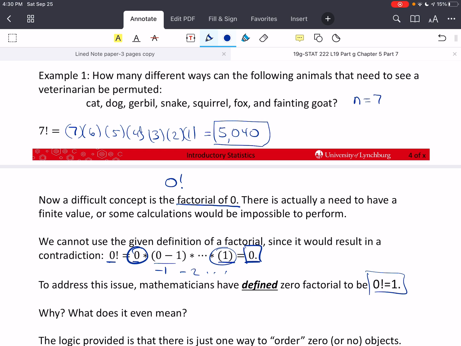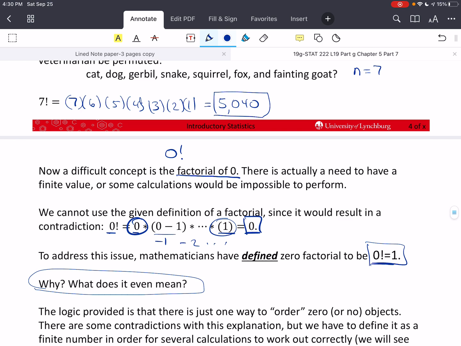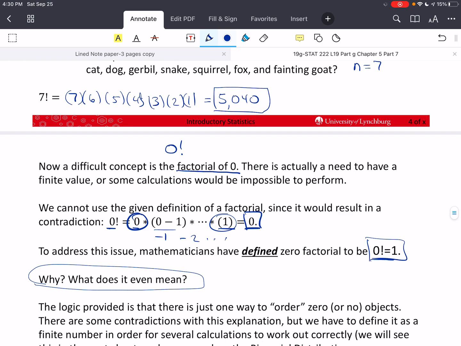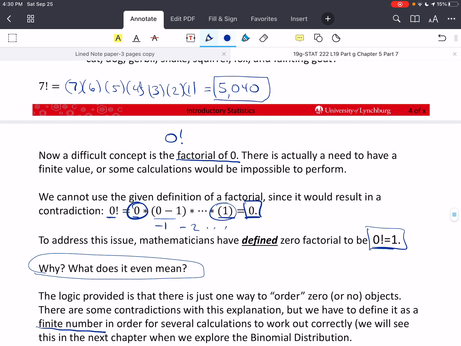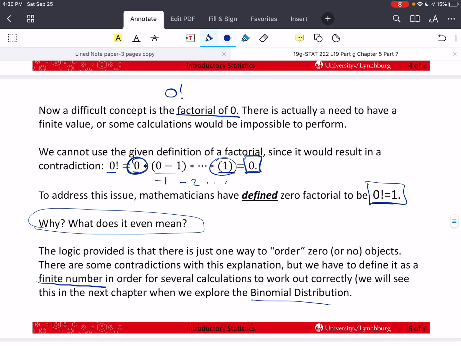We've defined 0 factorial to be equal to 1. And I just said why. What does it even mean? And the logic is that, again, you can order 0 or no objects in just one way. Like I said, there's some problems with this as well, but we need to have 0 factorial defined as a finite value in order for many of the calculations we're going to use in statistics to work out correctly. And like I said, we'll see this in the next chapter with the binomial distribution.